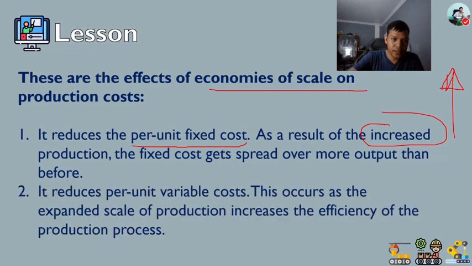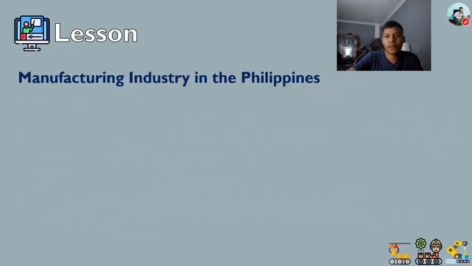Number two is it reduces per unit variable cost also. Not just the fixed cost, but also the variable cost. So this occurs as the expanded scale of the production increases the efficiency of the production processes. Okay, why is there an efficiency? For example, if you are using machines or advanced technology, the more they have this efficiency, because they have this common output compared to human employees.